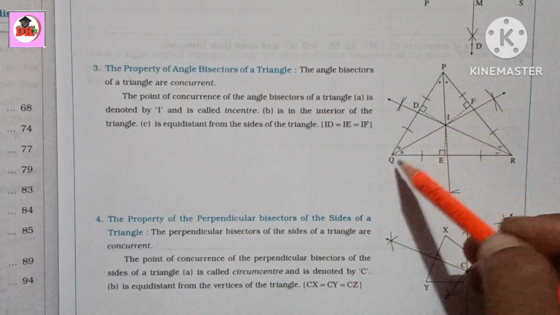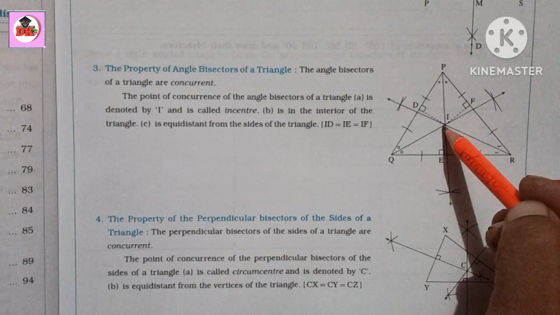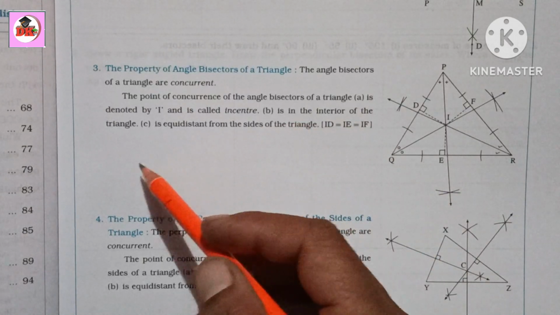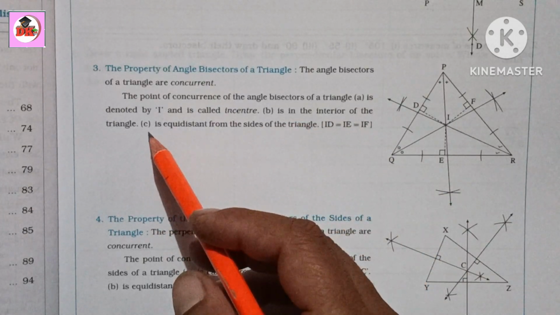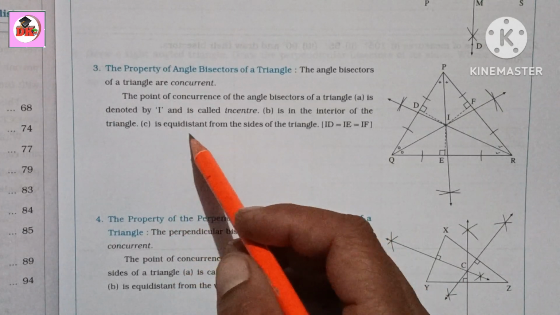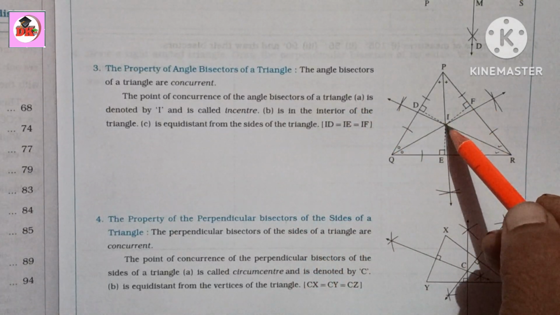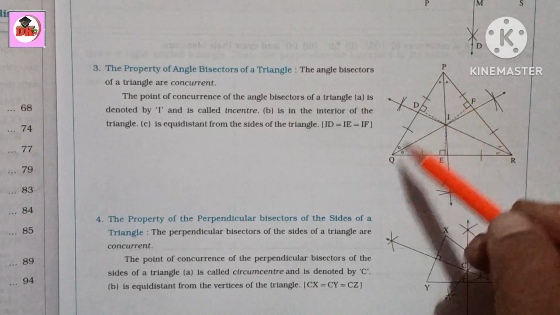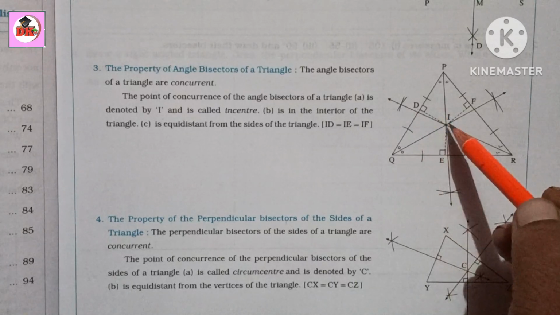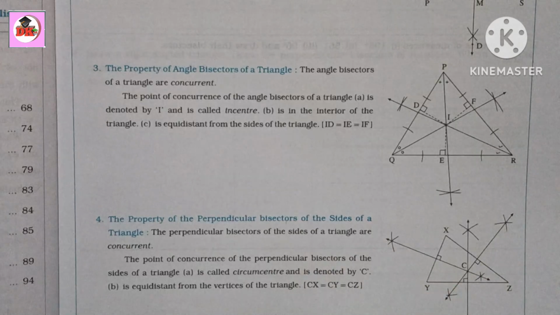Incenter means, in triangle PQR, this center inside the triangle is called the incenter. Then B is in the interior of the triangle. The interior of the triangle is the region marked C. Third, the equidistance from the sides of the triangle. See here, all of you. I is the concurrent point, and IF, ID, IB are at an equal distance from these three sides of the triangle.